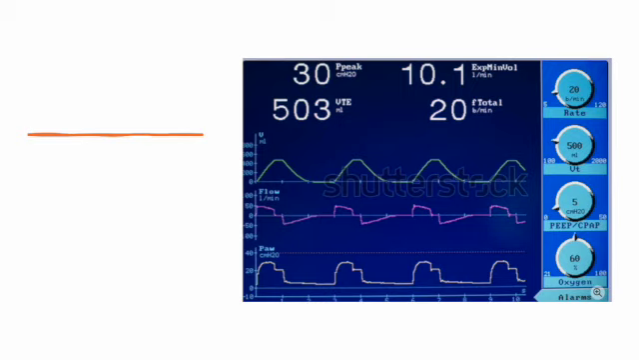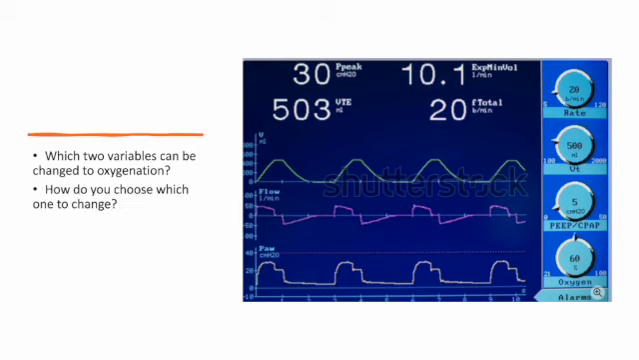So one is PEEP, and the other is FiO2. And how does PEEP improve oxygenation? Well, it does two things. One, it recruits otherwise closed alveoli, and two, it increases reserve in patients' lungs between breaths to improve oxygen exchange. So this is essentially improving the functional residual capacity. So you can use PEEP or FiO2, and how are you going to choose which one to use?